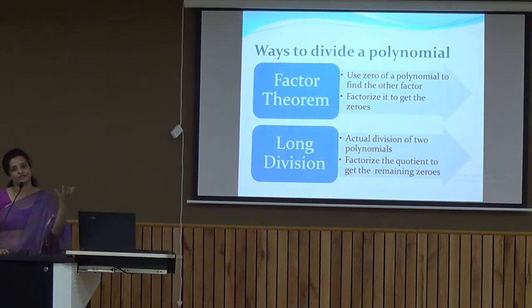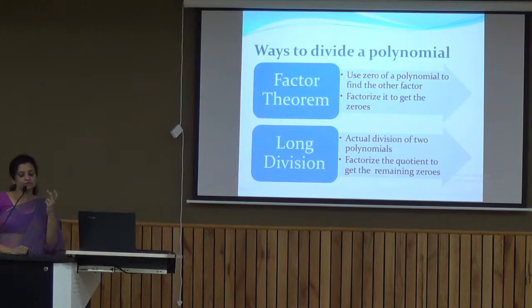The first one is the factor theorem that you must have studied in class 9. What do we do in factor theorem? We get a big polynomial and we use the hit and trial method to find a zero of the polynomial. Then we form it in the form of an equation, divide the given polynomial by that factor and factorize to get the remaining zeros. Now long division is nothing but a part of the factor theorem only, wherein actual division of two polynomials takes place and we factorize the quotient to get the remaining zeros.